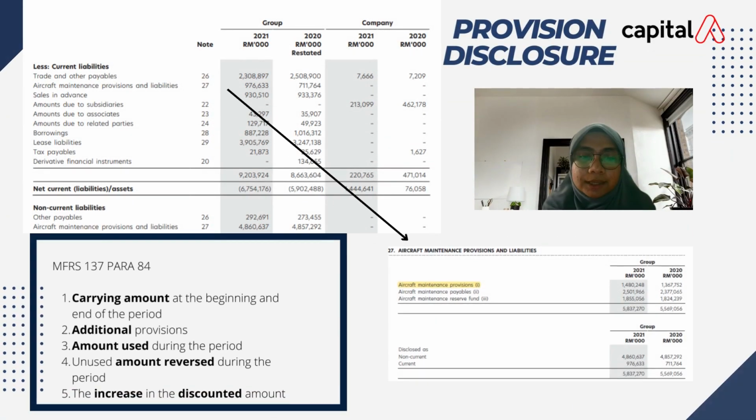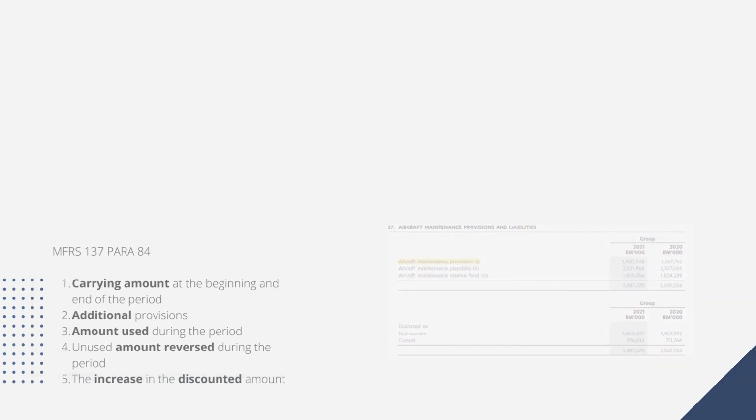Next is disclosure. Based on the statement of financial position of Capital A, we can see the entity classified their provision as current liabilities. So let's see where this amount comes from. According to MFRS 137 para 84, the entity shall disclose all of the following amounts: the carrying amount, additional provisions made in the period, amounts used during the period, unused amounts reversed, and the increase in the discounted amount. And you can see Capital A discloses all the information as required.